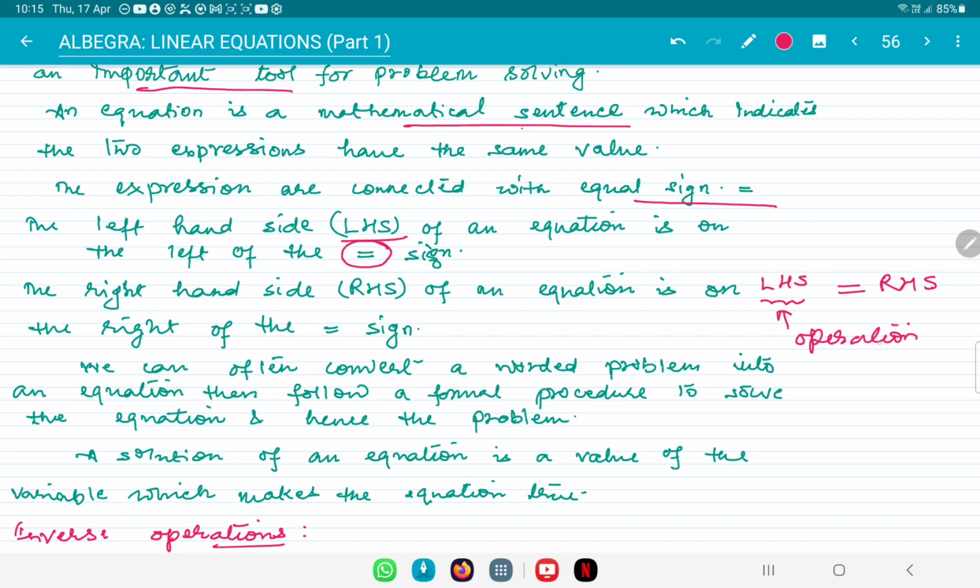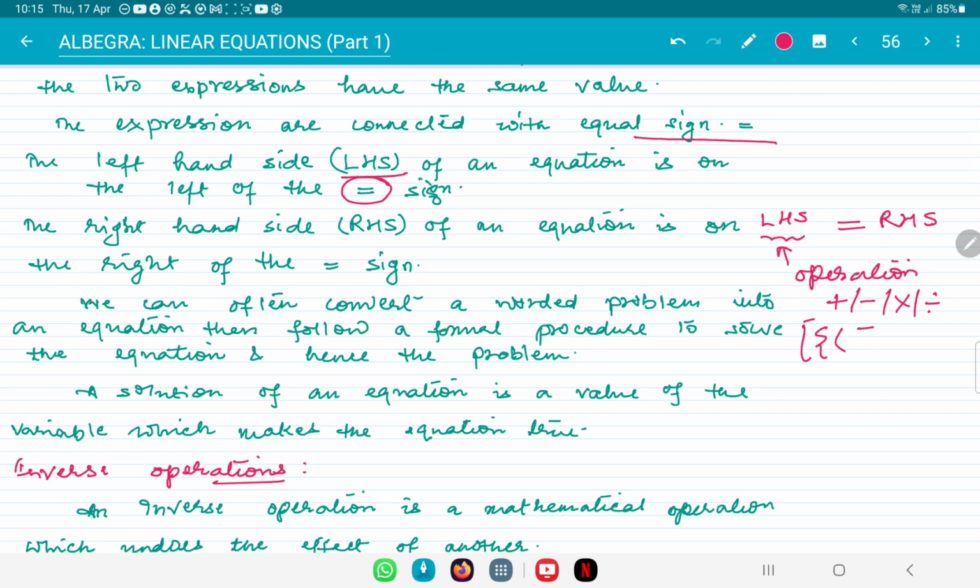Operations means plus, minus, multiplication, division, as well as different types of brackets, as I have told you, this and this bar also. And on the right hand side this will be the same.